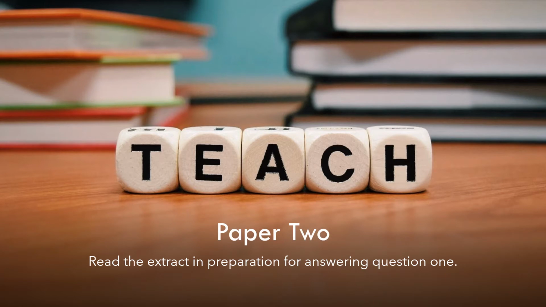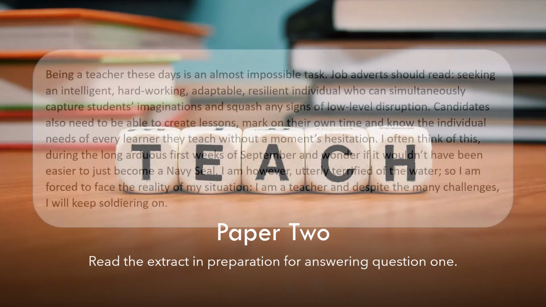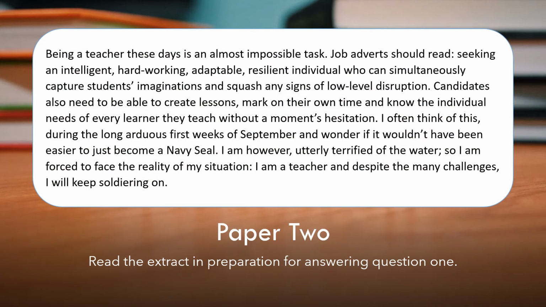Read the extract in preparation for answering question 1. Question 1 is normally going to speak about text A, and it would normally be from the first paragraph, maybe the first 1 to 12 lines at most. We're going to read it very carefully and go through it, and then there's going to be the statement on the next slide which will take you through the questions for question 1. So here's the text then.